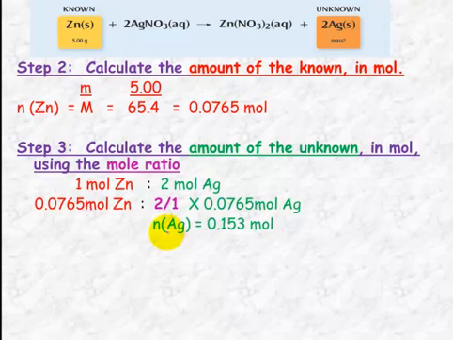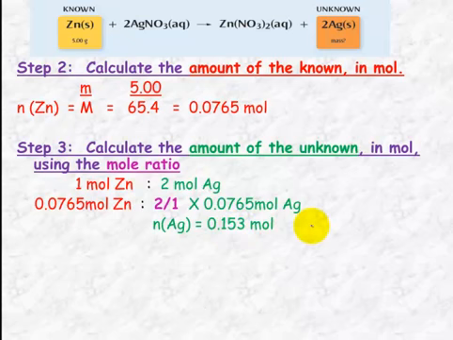So we'll get the amount of silver equals 0.153. All I've done is work out the mole ratio, which is 2 divided by 1, the unknown divided by the known. So the 2 divided by 1 times the amount of zinc will give us the amount of silver, which is 0.153 mole.